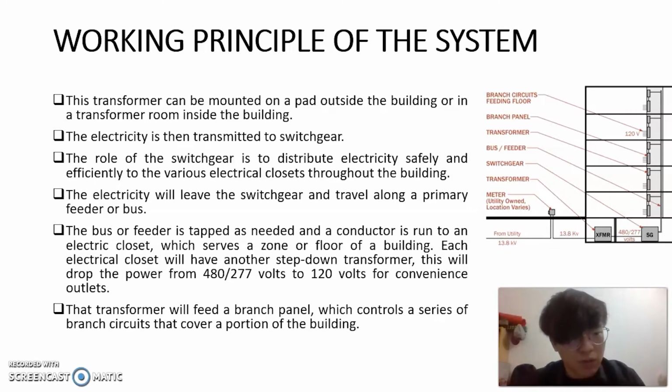The transformer will feed the branch panel, which controls a series of branch circuits to cover the portions of the building. Each branch covers a subset of the electrical needs of the area.